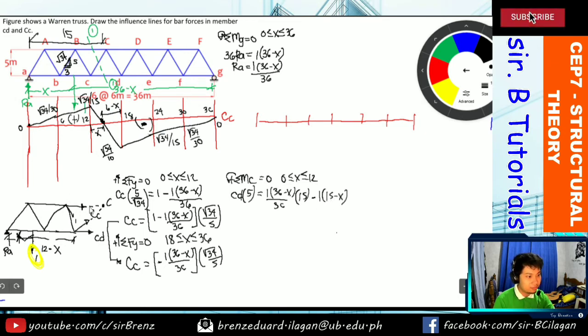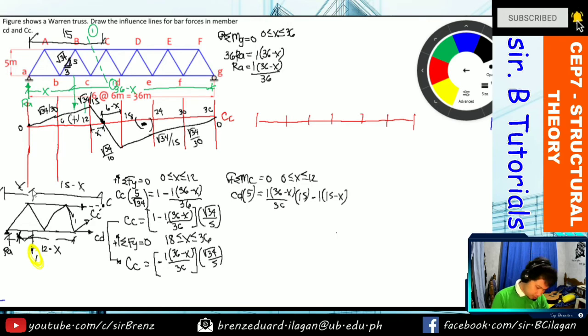Kasi dito tayo nag-moment. Okay? Ayan. So that will be 15 minus x. Again, this is equals to x. Okay, so let's get back to this figure. Tama ba? 15 minus x.